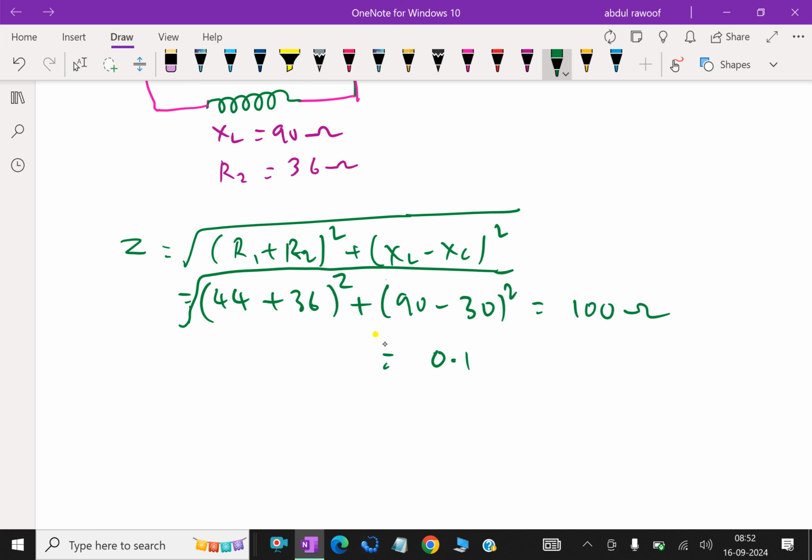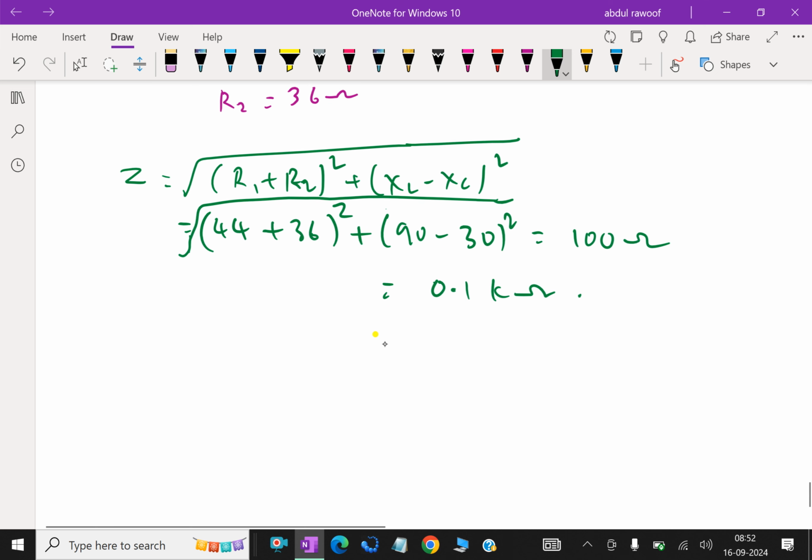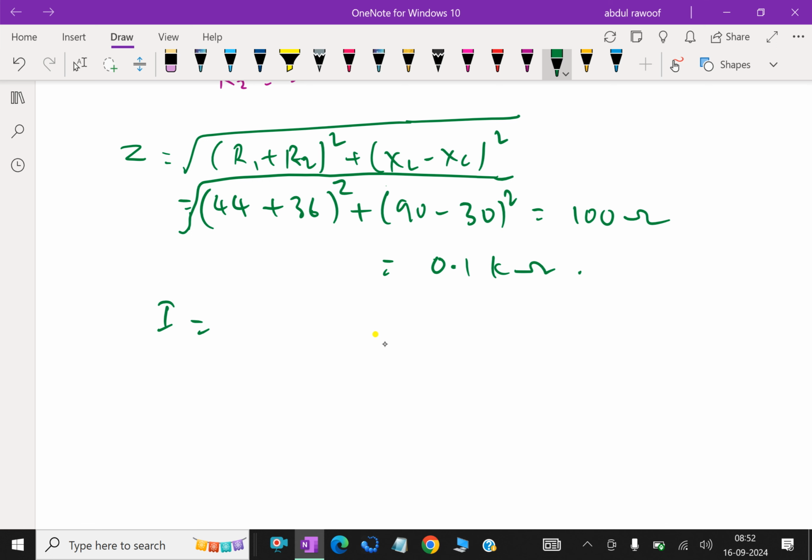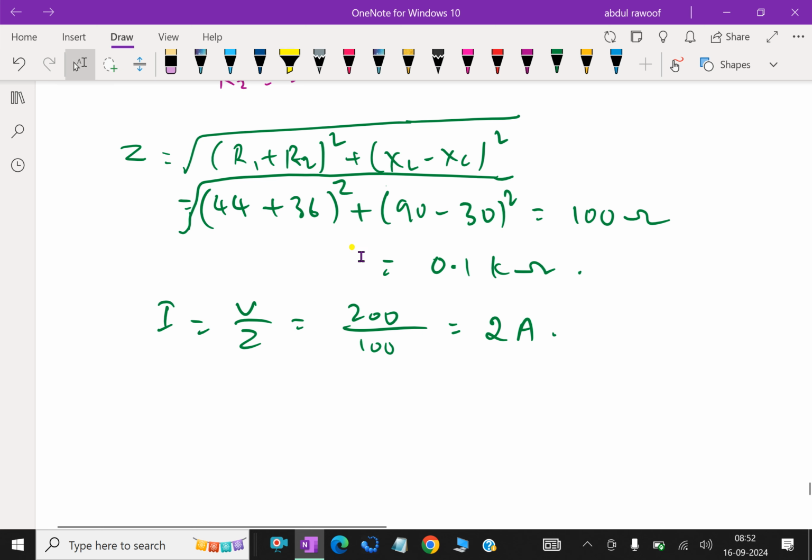That is equal to 0.1 kilo ohm. Now the current I equals V over Z. V is 200, Z is 100 ohm, which is equal to 2 amps. 2 amps current is flowing through the circuit.